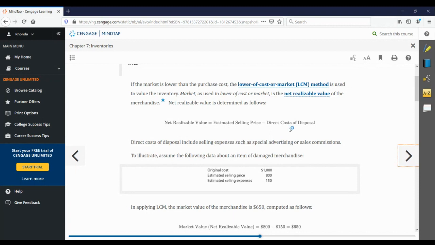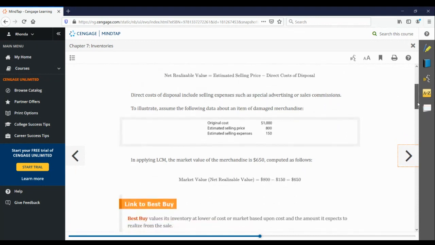The difference between the estimated selling price and the direct cost of disposal will give you the amount that you actually feel like you will be able to receive from the sale of this merchandise. So in your textbook, they've given you a problem to illustrate this. To illustrate, assume that the following data about an item of damaged merchandise is that it originally cost the company $1,000, but because this item of merchandise was damaged, they know that they're not going to be able to sell it at the normal selling price.